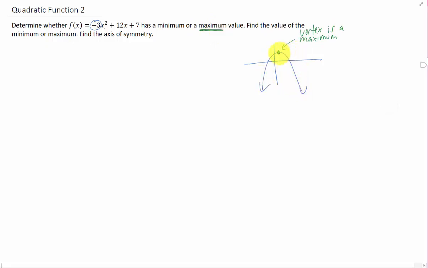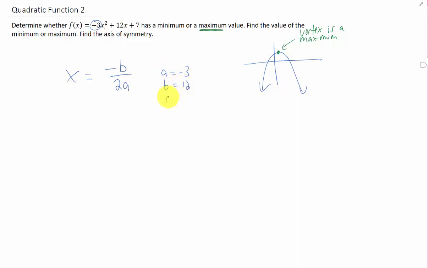If we want to find the value for this vertex, both the x and the y value, we're going to need to start with the little formula x equals negative b over 2a. Notice that for our problem, a equals negative 3, b equals 12, and c equals 7. So our x is negative b over 2a, which becomes negative 12 over negative 6, which is just 2. So the x value of our vertex is 2.